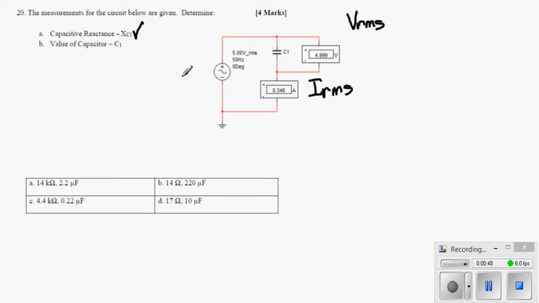And the question is, what is the capacitive reactance? Well, the theoretical formula for capacitive reactance is 1 over 2 pi FC. But we do not have the value of the capacitor. So this is a practical formula. By definition, the theoretical formula for the capacitor gives you the relationship between the voltage drop across the capacitor and the current through the capacitor. Since we have those two measurements, we can calculate the magnitude of XC directly.